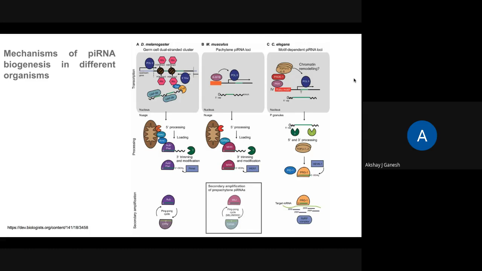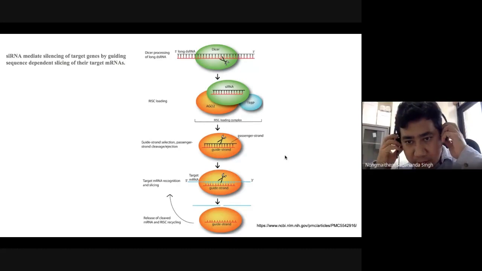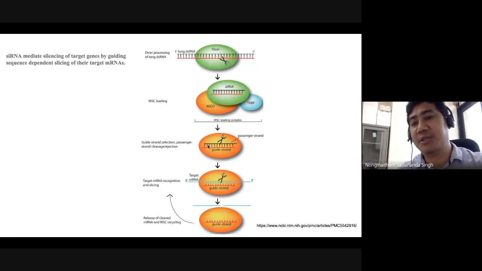Why is it called passenger strand? Just because it gets cleaved and thrown away? Yes, both strands are required to be recognized by this complex, so you get a passenger to carry the guide RNA. Functionally, we don't know how relevant it is. This strand doesn't have any biological significance, it's just there to deliver the guide strand for its biological function. That's why I think it is called passenger RNA.